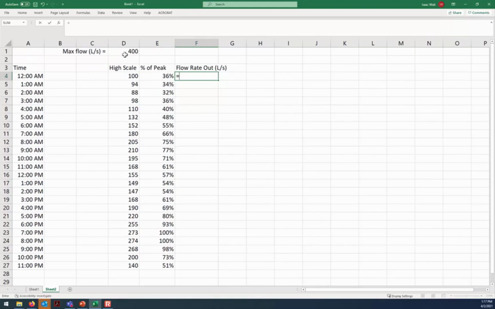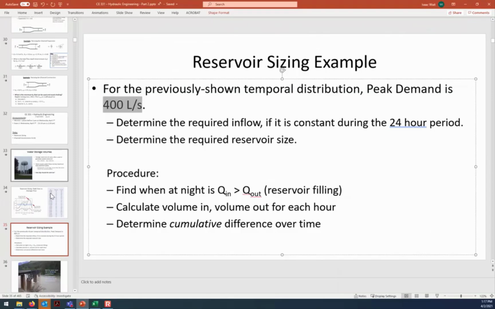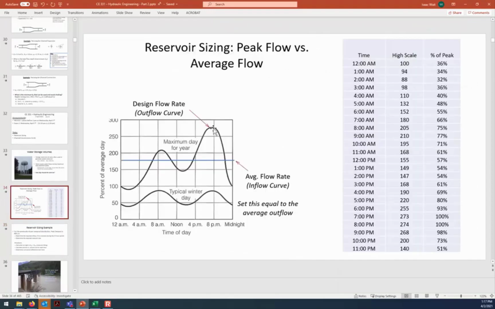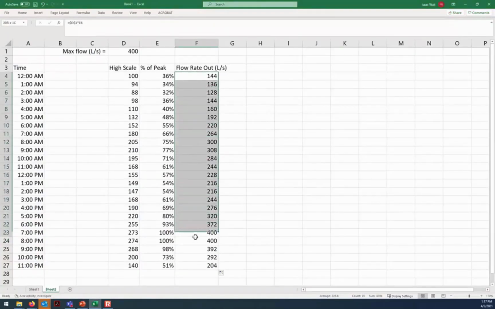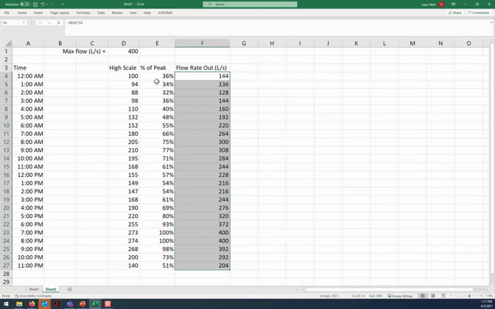Okay, so the flow rate out is the max flow, which I'll anchor, multiplied by the percent of peak. And so now look, what we know is that the flow rate out is highest here at 8 p.m. So according to the curve, I'm saying I want 400 liters per second to be at 8 p.m. And so I've used that curve to tell me what's the flow rate out at all the other times of the day, because they're some fraction of the peak. So hopefully you see how I've just used this percent of peak table. What I've done is I've multiplied the known outflow by the percent of peak.